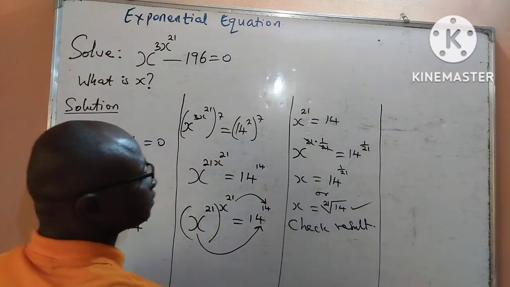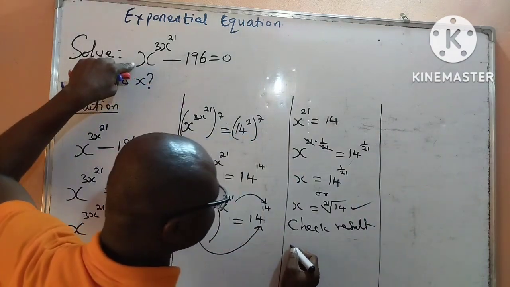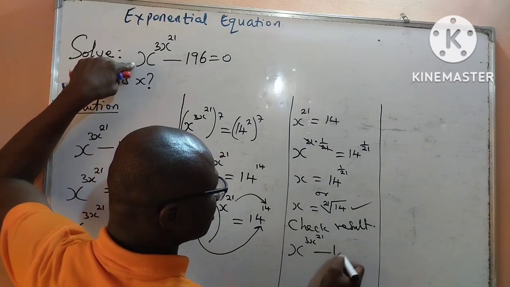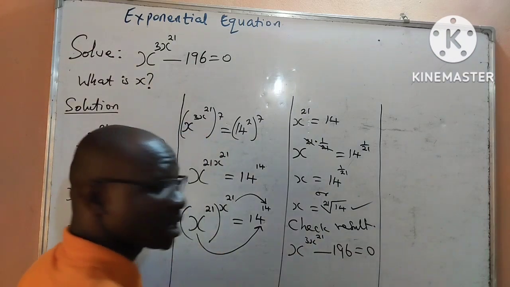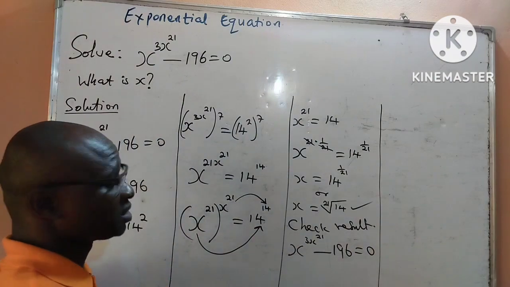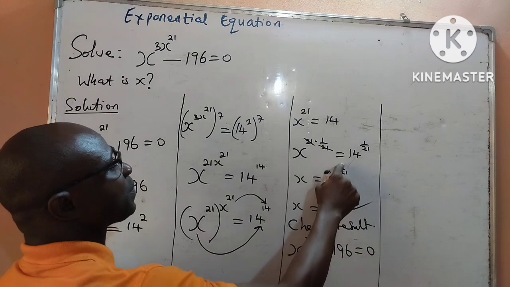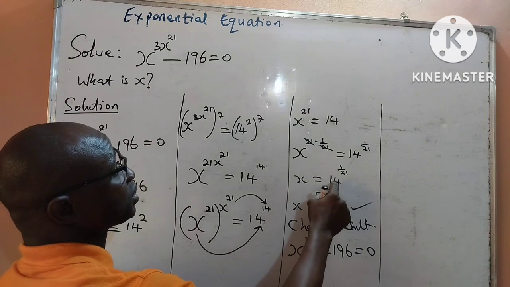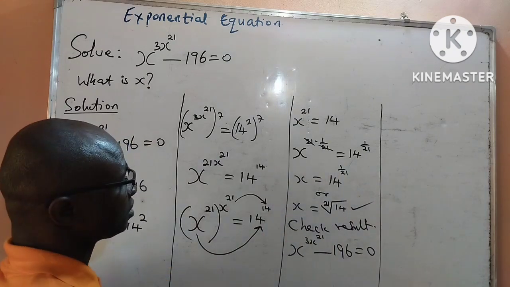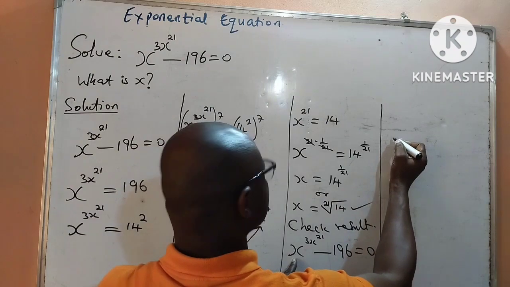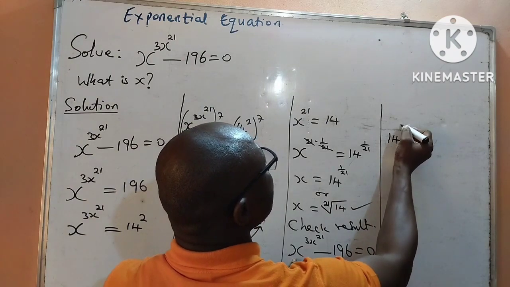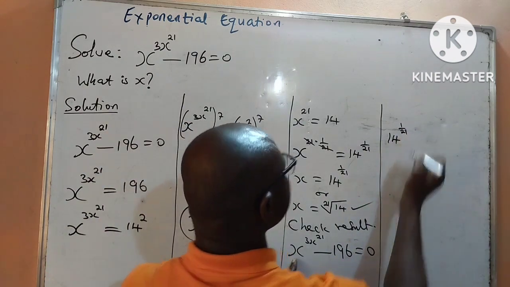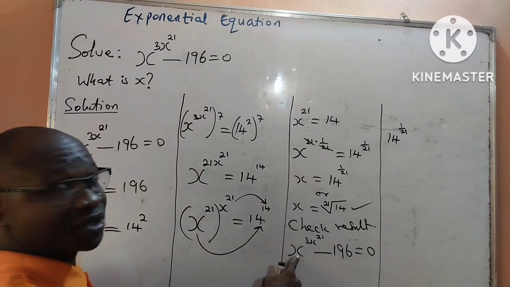We now have the question given to us. We put it this side: 3x to the power of 21 minus 196 is equal to 0. I will replace the value of my x. So anywhere I see x, I put 14 raised to the power 1 over 21, or simply the 21st root of 14. So let me quickly use 14 raised to the power 1 over 21. I will now write 14 raised to power 1 all over 21. Then that is my x.